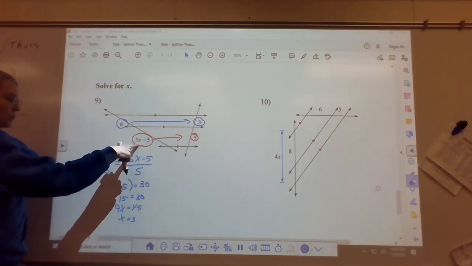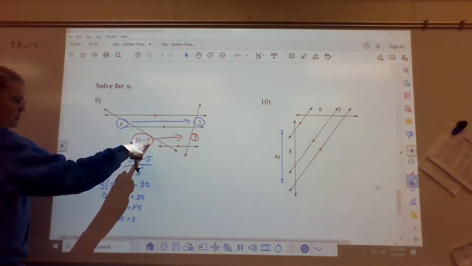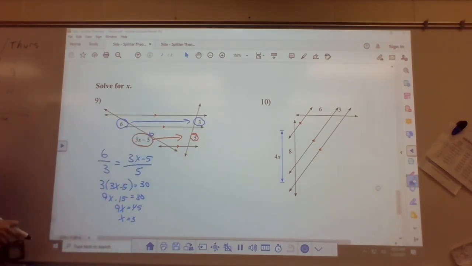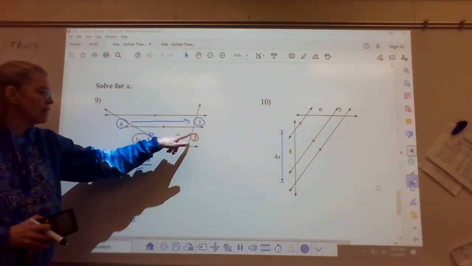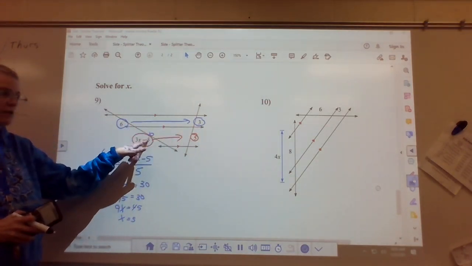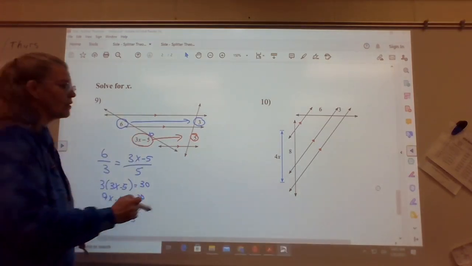Now, you don't have to plug it back in, but I'm going to go ahead and plug it back in just so you can see it makes sense. 3 times 5 is 15. 15 minus 5 is 10. So this segment's 10. So yeah, 3 twice as big as 6. 5 twice as big as 10. So it makes sense. And number 10, the last one.